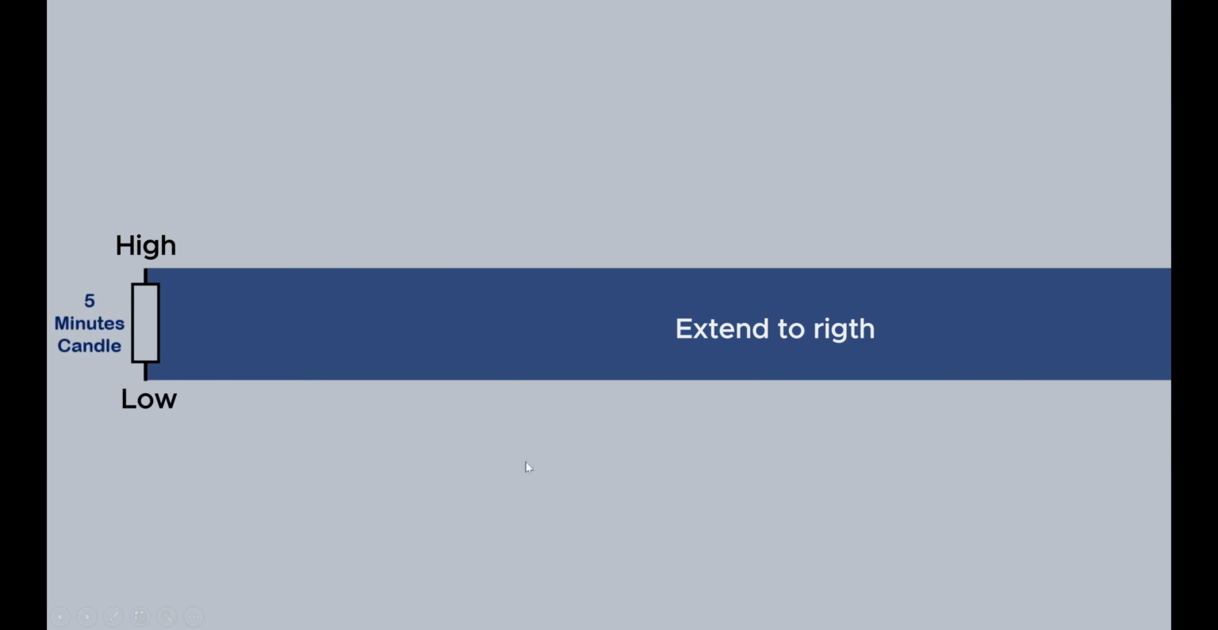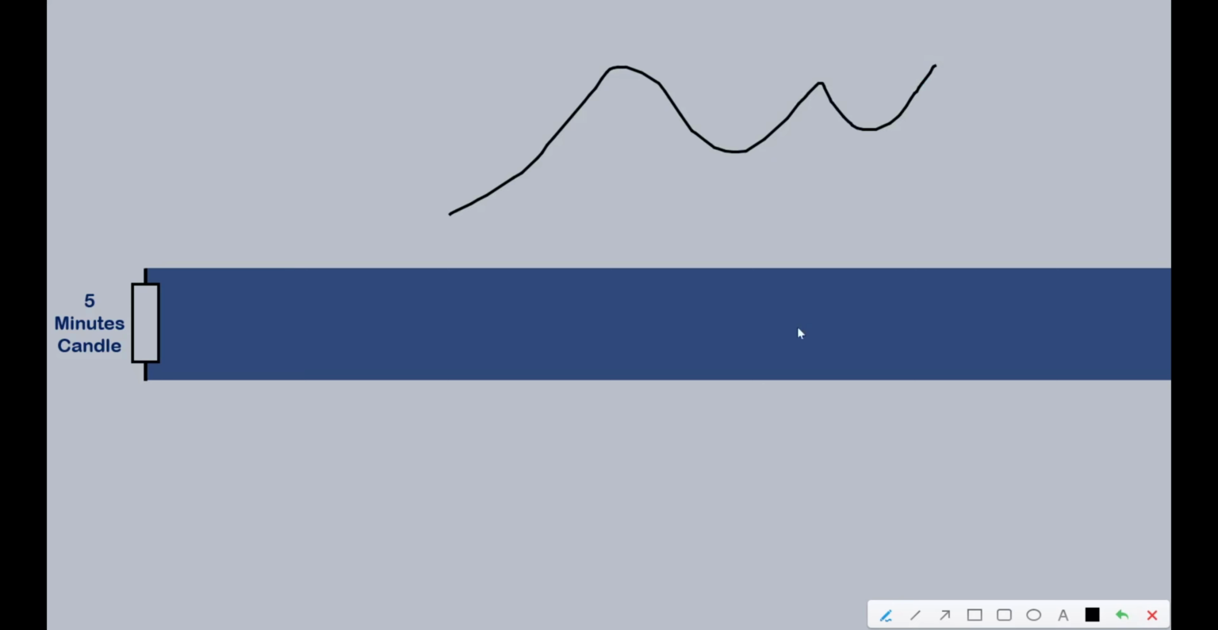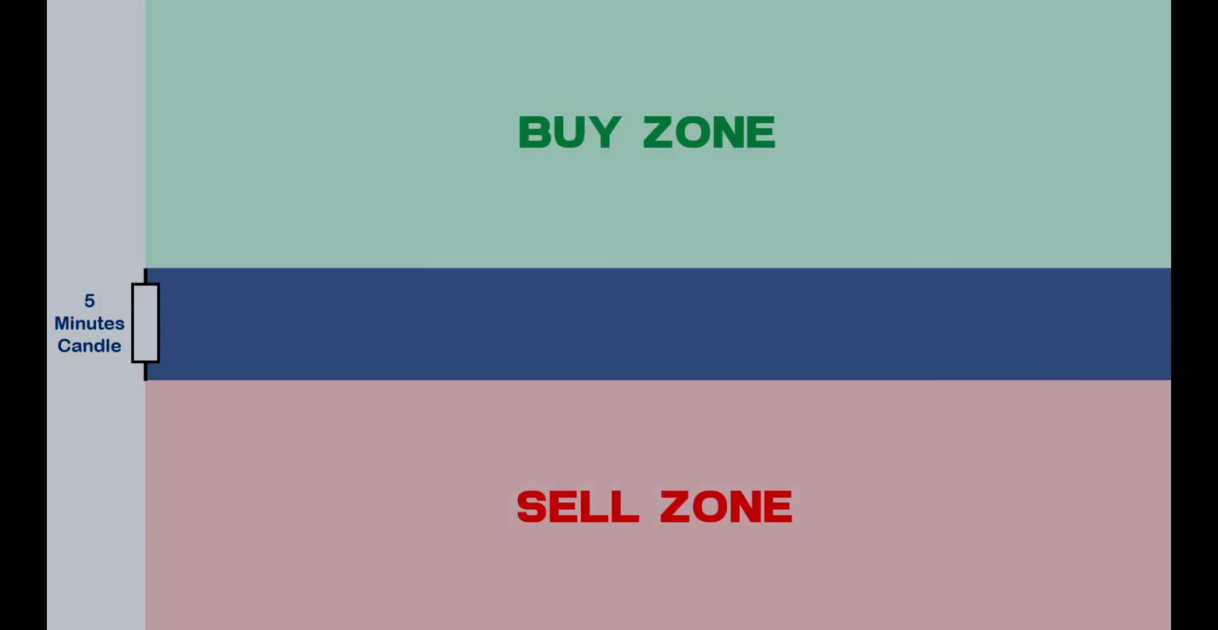Now try your best and extend this rectangle to your right, so that no matter how long or how wide the trend goes, you can still find this on your chart. No matter how long it goes, you can still find this on your chart. Simple as that. Now when this is achieved, you now know your buy zones and your sell zones.